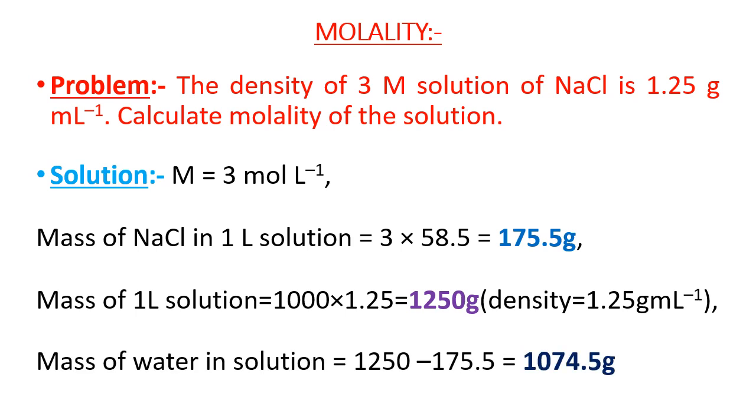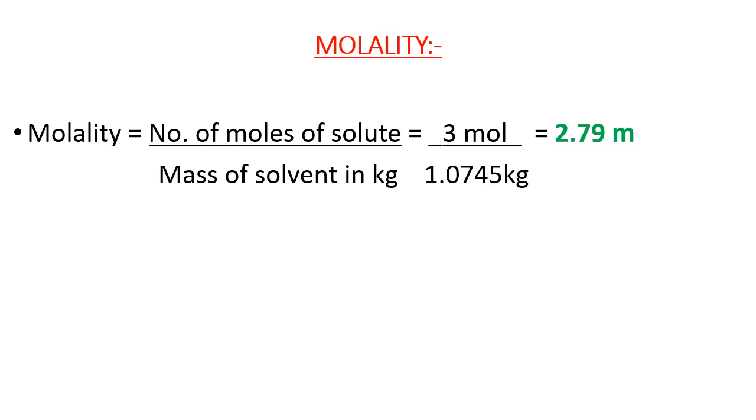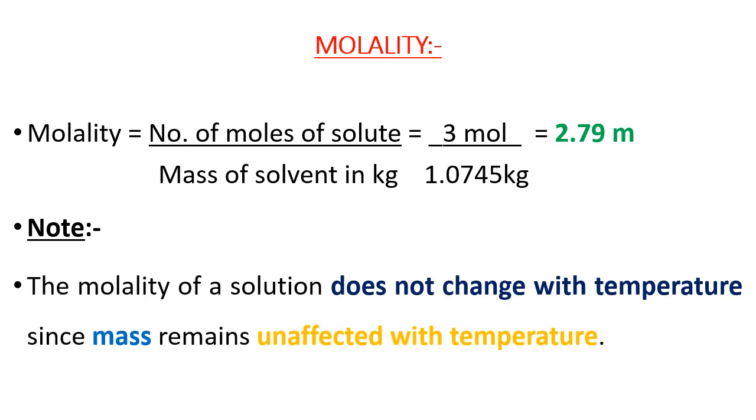Mass of water in the solution is equal to 1250 minus 175.5, which is equal to 1074.5 gram. Molality is equal to number of moles of the solute, that is 3 mole, divided by mass of solvent in kg, that is 1.0745 kg, which becomes equal to 2.79 molal. Note, the molality of a solution does not change with temperature since mass remains unaffected with temperature.